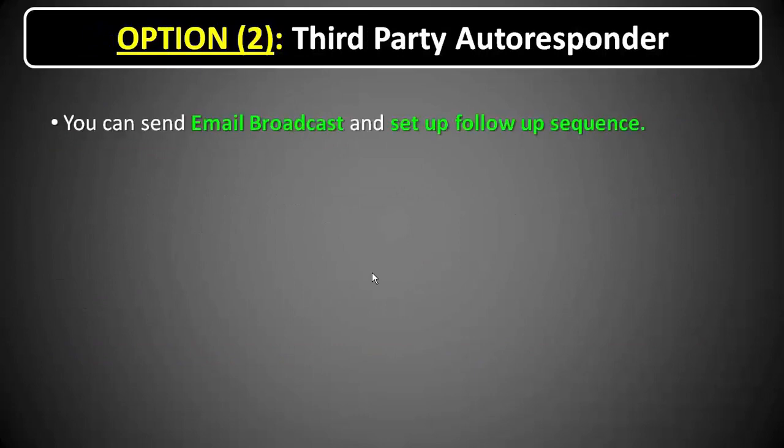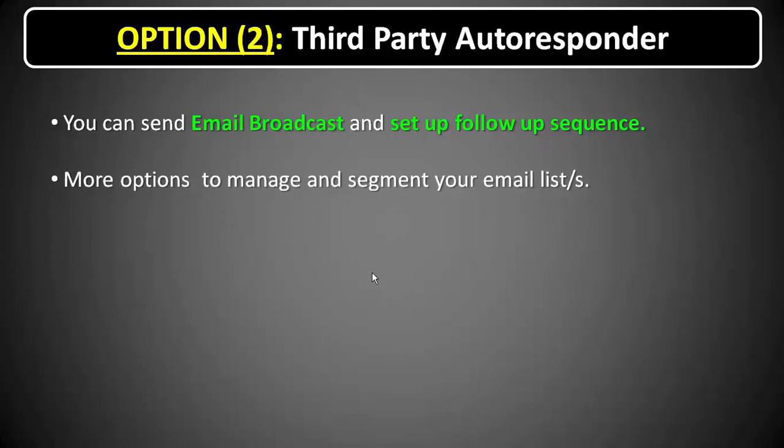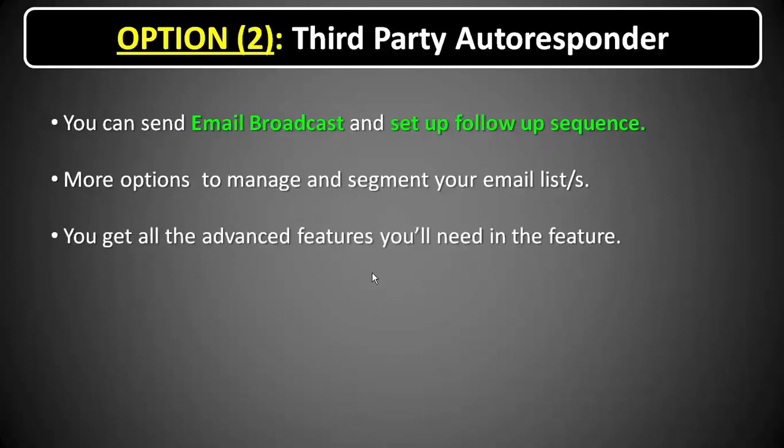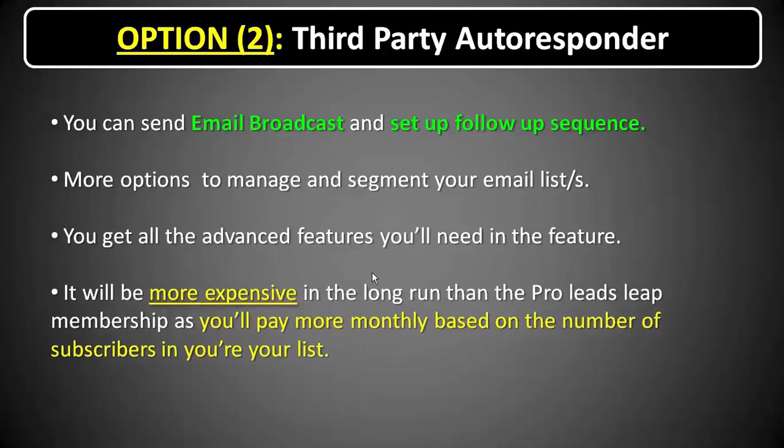Now, option 2, third-party autoresponder. With the third-party autoresponder, obviously you'll be able to send email broadcasts and you'll be able to set up follow-up sequence. Also, you will have more options to manage your email list subscribers, and you will get all the advanced features you will need in the future, so you don't have to worry about a thing. However, it will be a little bit more expensive in the long run because at the beginning you may pay a little bit less, but once your list grows to a specific limit, you're gonna start paying more and more every time your list grows.